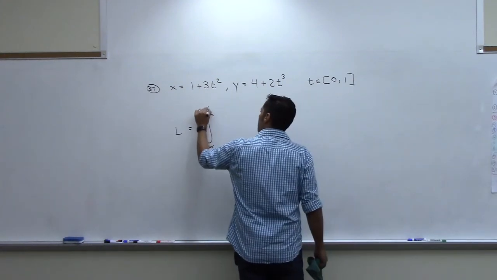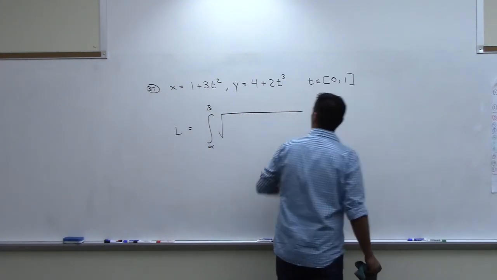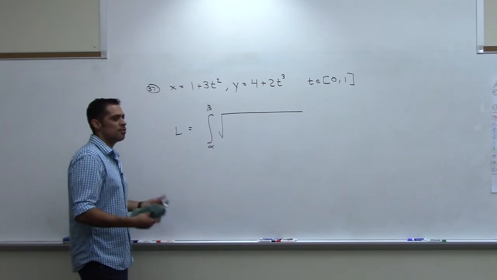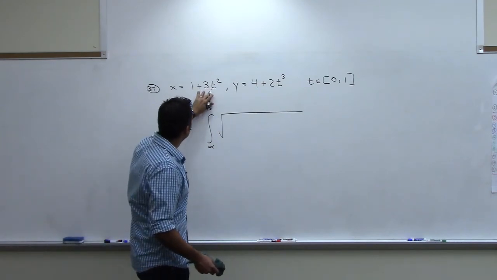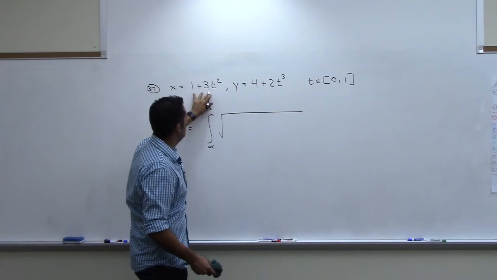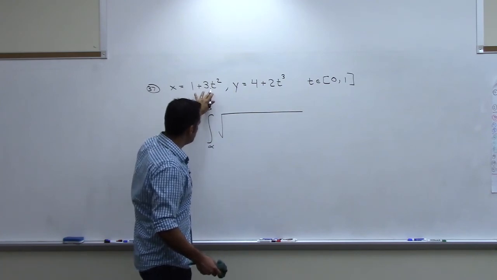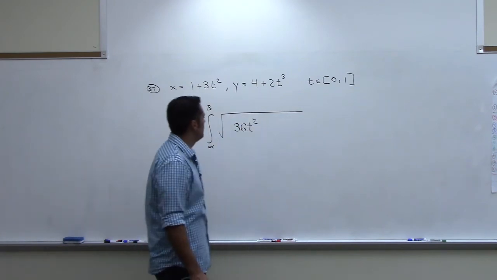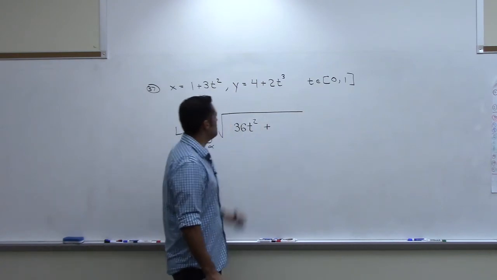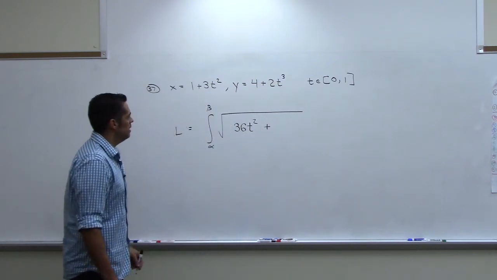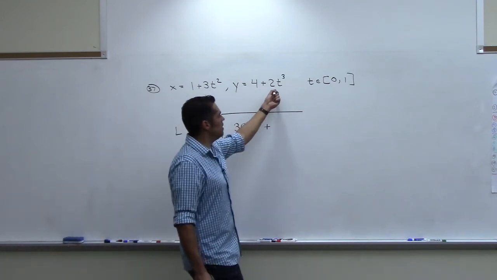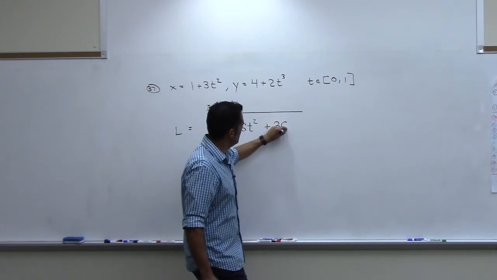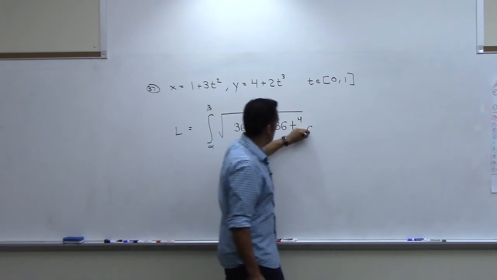Alpha beta, square root, and now it's going to be the derivative of y with respect to t, or the derivative of x with respect to t, squared. So the derivative of this squared, the derivative of that is 6t, right? Yes. 6t and then squared, 36t squared, plus the derivative of y with respect to t squared. The derivative of this is 6t squared, and when you square that you get 36t to the 4th, right? dt.